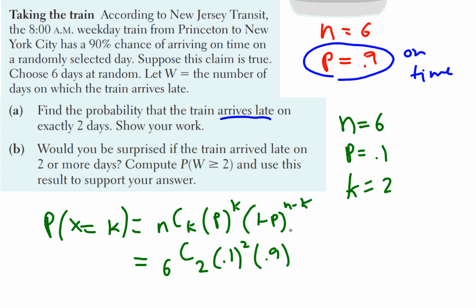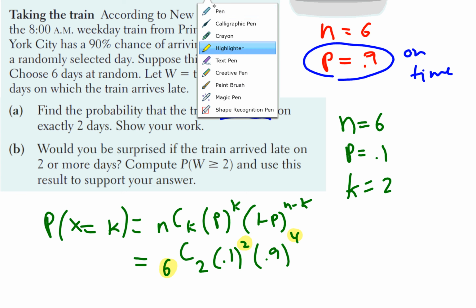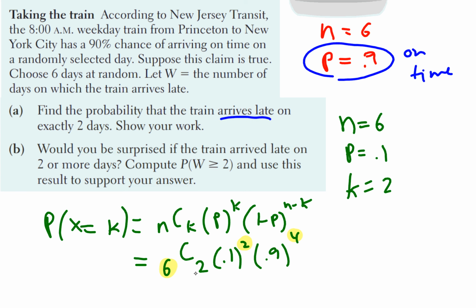Notice a couple of cool things. For example, these exponents, the 4 and the 2, add to the number in front. And also notice that this number and this number add up to 1, because this is the probability that the train was late and this is the probability the train was on time. Then we just have to type this into the calculator and get a probability.